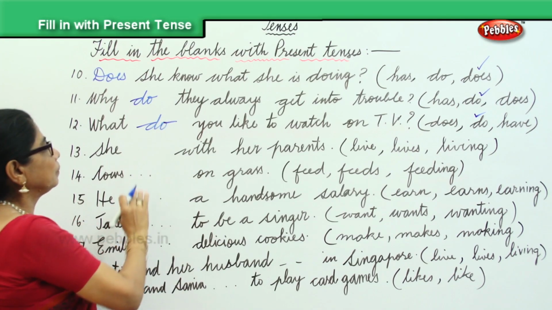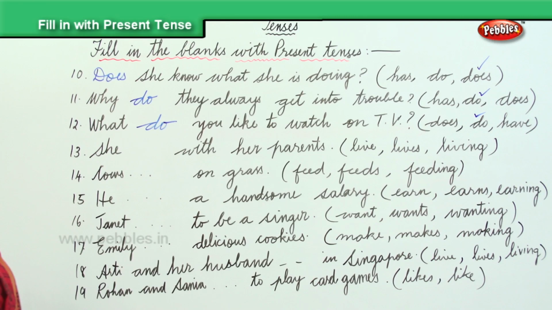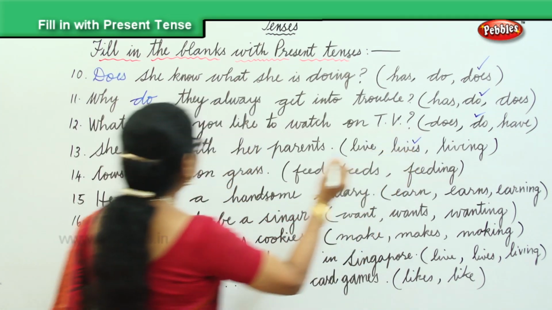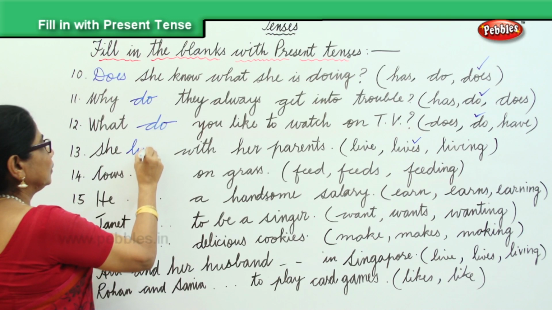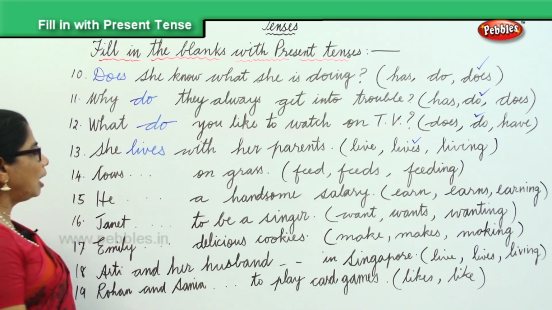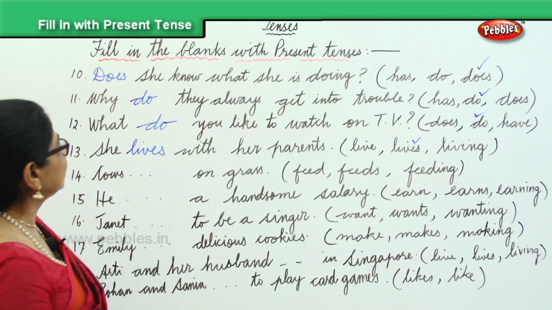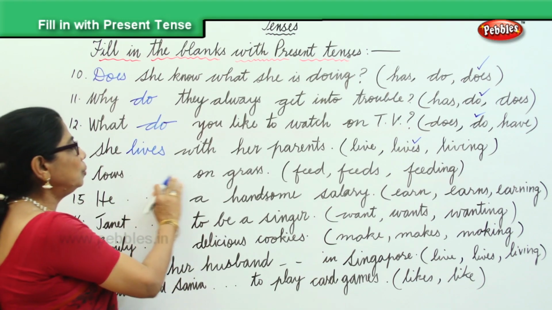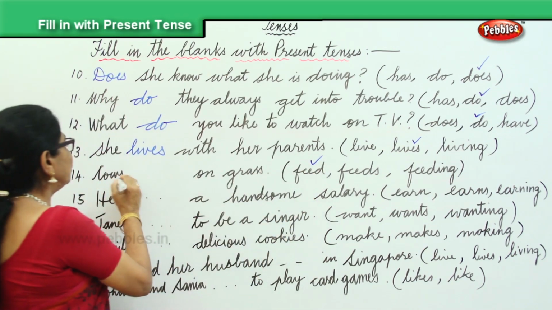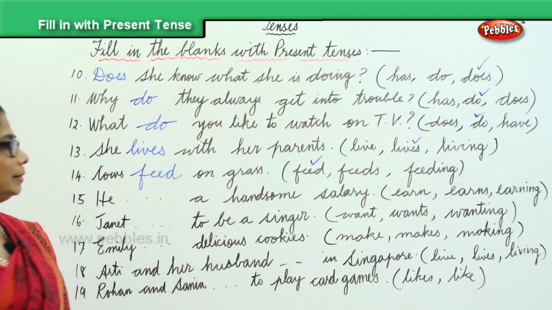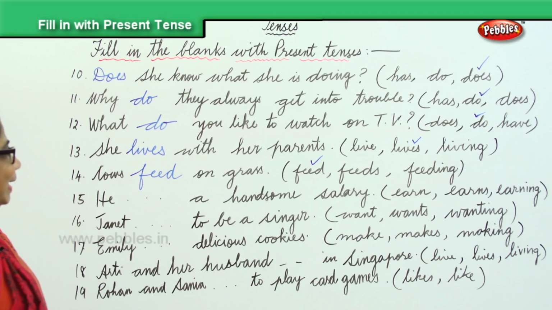And the next one: dash with her parents. She lives? She live with her parents? No. She lives with her parents. And the next one: cows feeds on grass, feeding on grass? No. Cows feed, because cows is plural. Cows feed on grass.